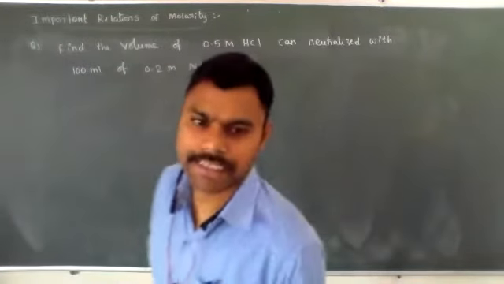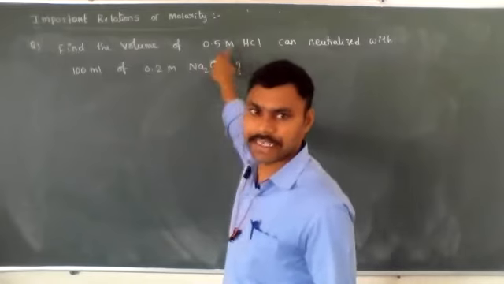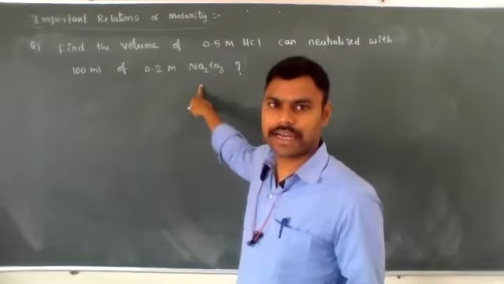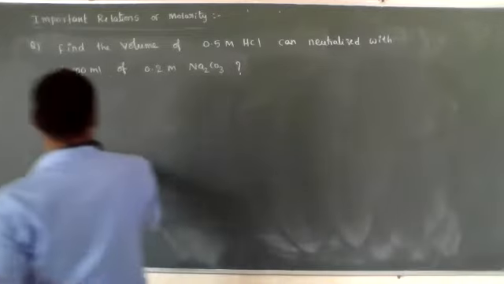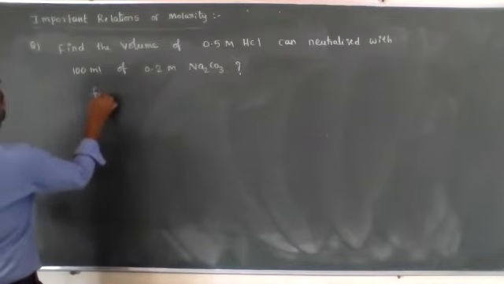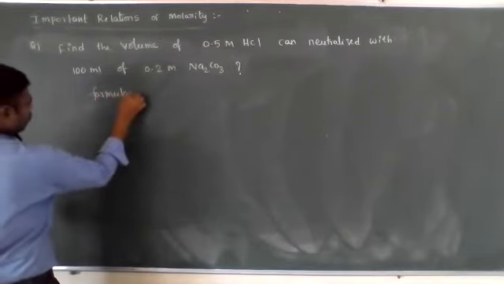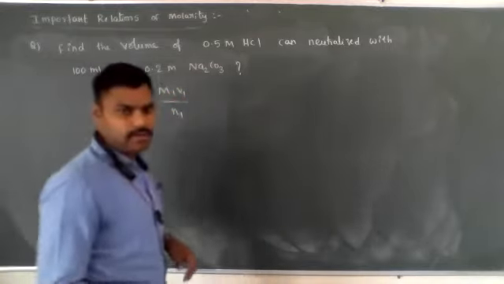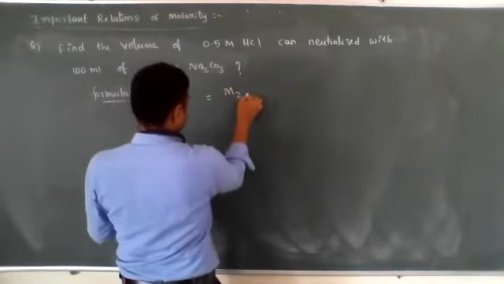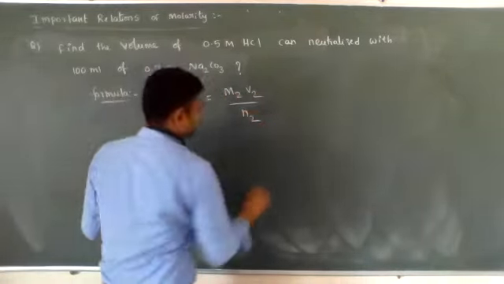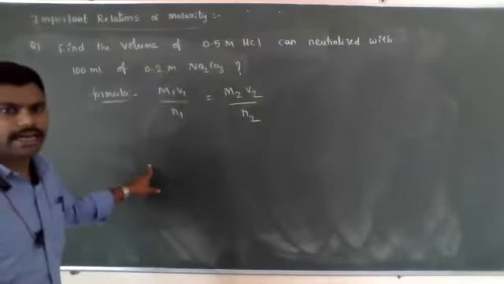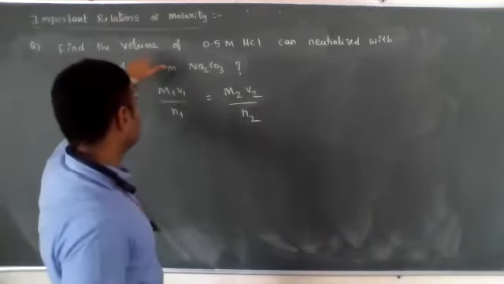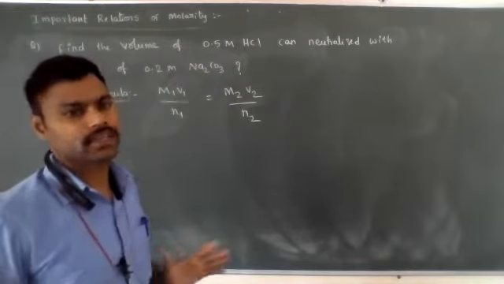See, hydrochloric acid is acid, HCl is acid, Na2CO3 is base. In this case, neutralization formula in terms of molarity. What is the formula? M1V1 by N1 is equal to M2V2 by N2. So, for getting N1 and N2, we need to write the balanced chemical equation. That statement we need to write as a chemical equation.